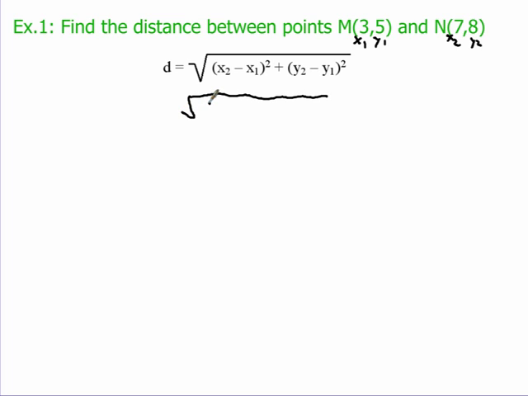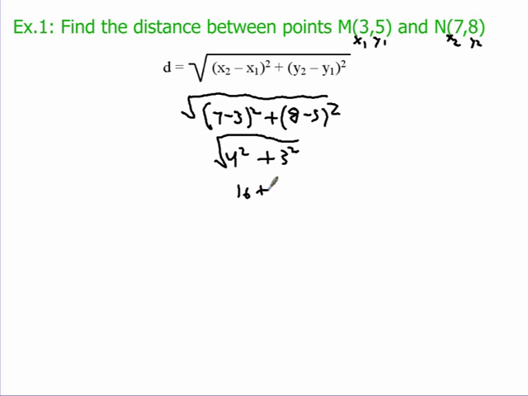All right, so now we're just going to plug these into this formula. Square root of 7 minus 3 squared plus 8 minus 5 squared. 7 minus 3, that's 4 squared. 8 minus 5 is 3 squared. This is the square root of 16 plus 9. And now we get the square root of 25, and that is 5. So the distance between those 2 points is simply 5.